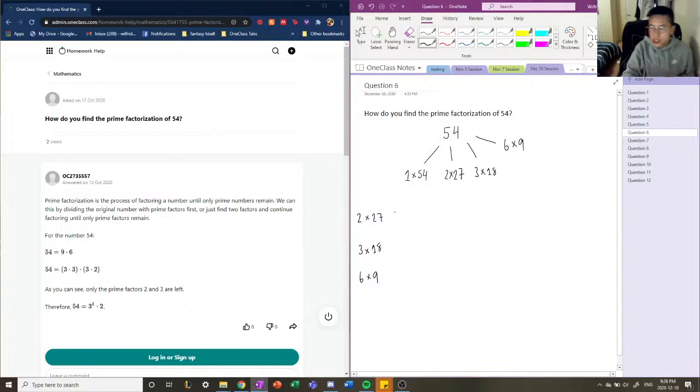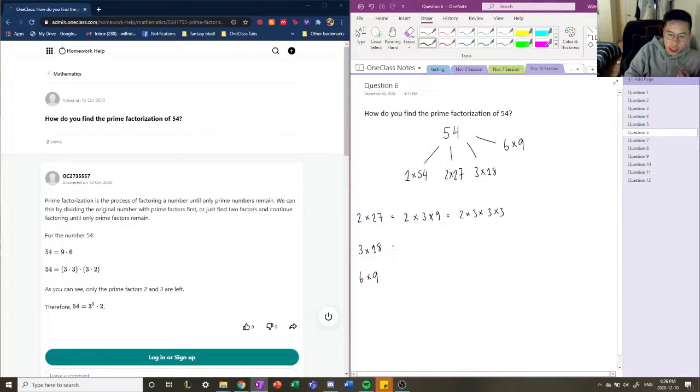Okay, let's consider the first one. So what are our prime factors here? We have 2, but 27 is not a prime number. But we can further break that down to be 2 times 3 times 9. So we're getting closer. So now we see that we have 2 prime factors, which is 2 and 3, but we still have 9, which is still divisible by 3. So we have 2 times 3 times 3 times 3. And now we have all prime factors here. So this is the prime factorization of 54.